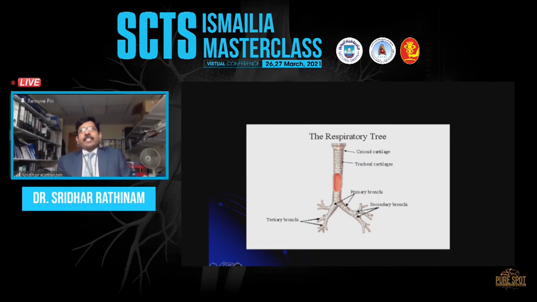So the respiratory tree is formed of the trachea, which has C-shaped cartilages with the trachealis muscle in the back, which divides into the two main bronchi. The right is shorter, right main is shorter than the left. The left then divides at the secondary carina into upper and lower. The right gives off the upper lobe bronchus and then subsequently middle and lower.